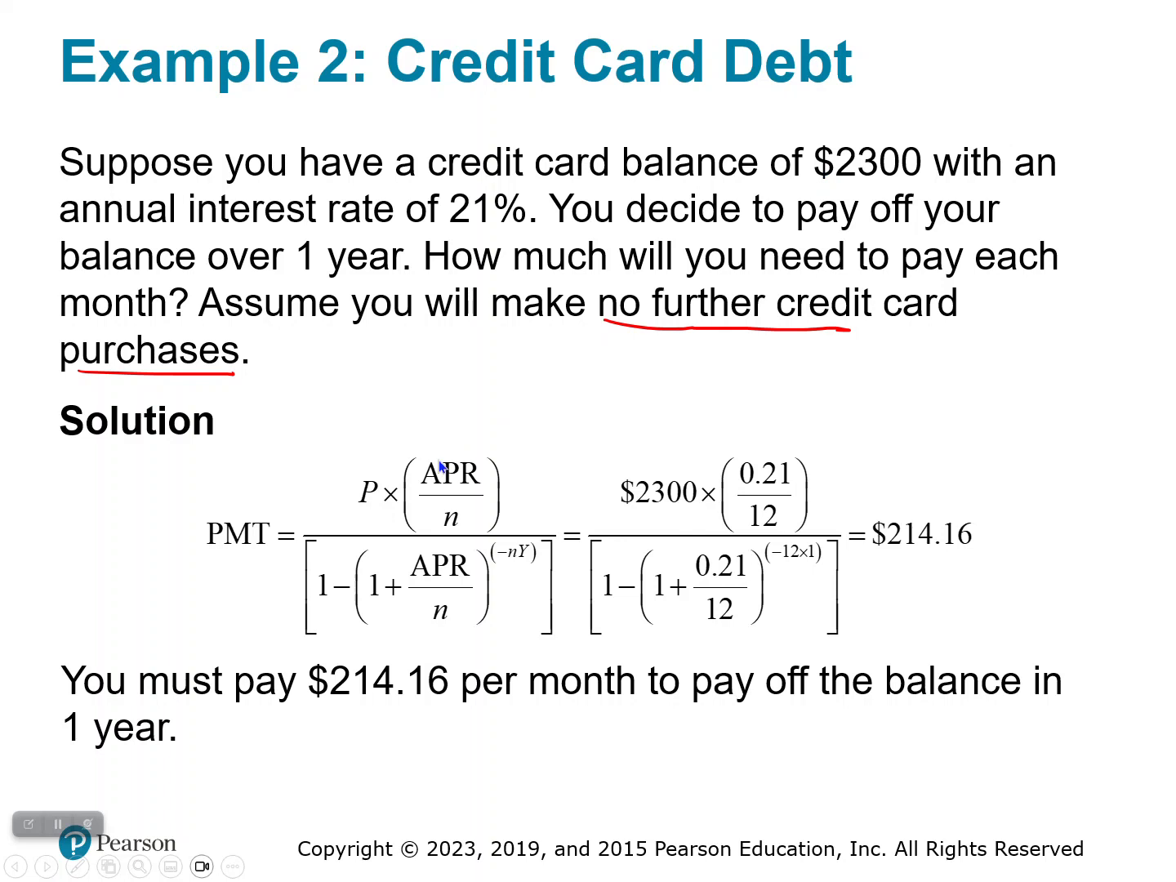Okay, so what should I pay, right? The payment is the principal, the amount we owe, $2,300. My APR is 21%. We'll use that in decimal form as 0.21, and we'll pay this monthly. The parentheses, the 1 minus, the 1 plus, right? And again, my APR over 12 to the power of negative 12 times 1, because we're going to pay it off in 1 year. And when you put this whole thing in your calculator all at once, you get $214.16. You must pay $214.16 per month to pay off the balance in 1 year.